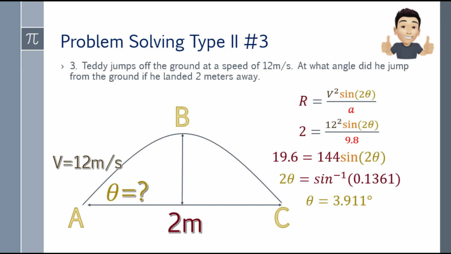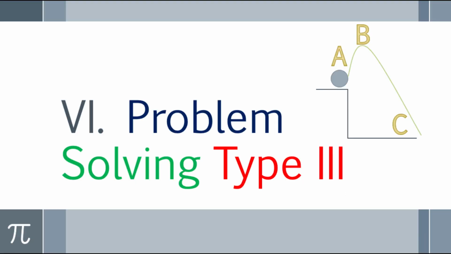19.6 is equal to 144 sine 2 theta, and 2 theta is equal to the arc sine of 0.1361, and the angle will be 3.911 degrees. Alright, so let's move to problem solving type 3. So this kind of question, mostly nasa taas ka ng cliff, tapos hinipa yung bola with an angle, at bababa siya pumunta sa C. From A to B to C.